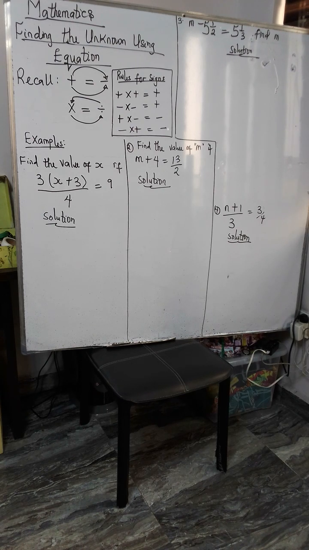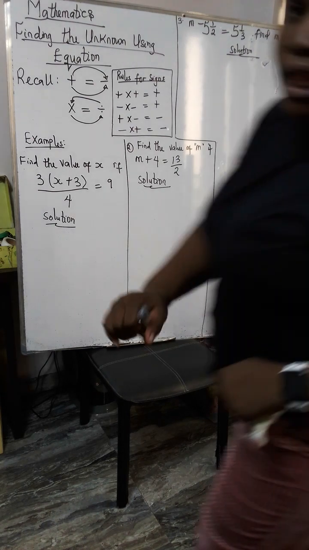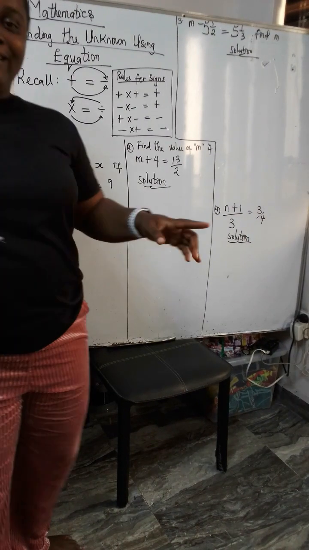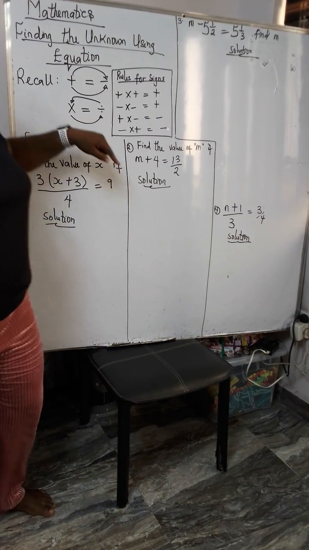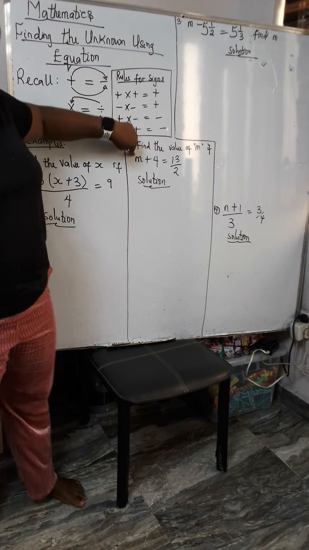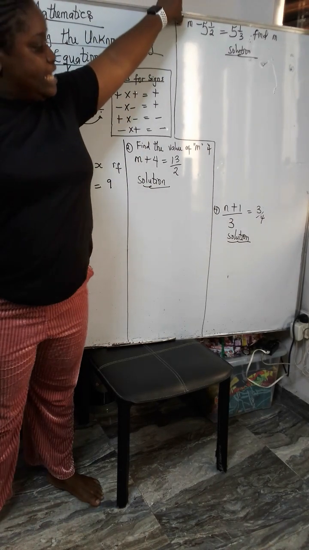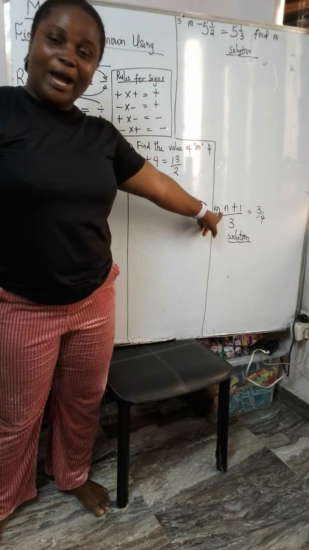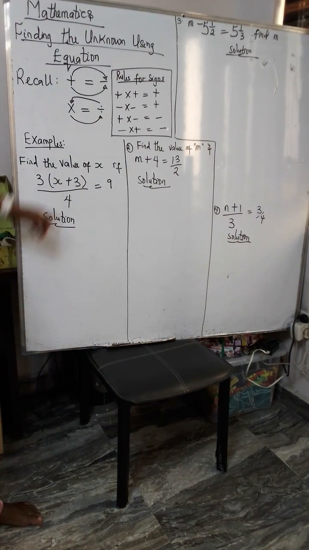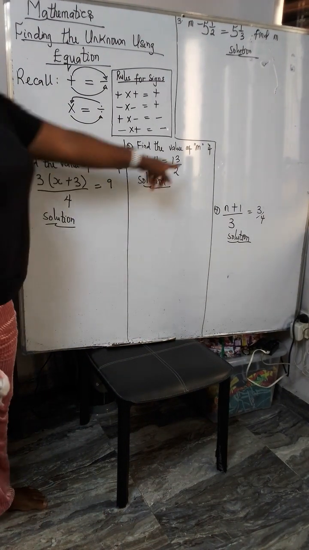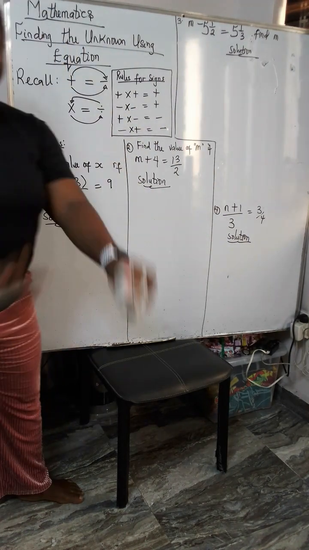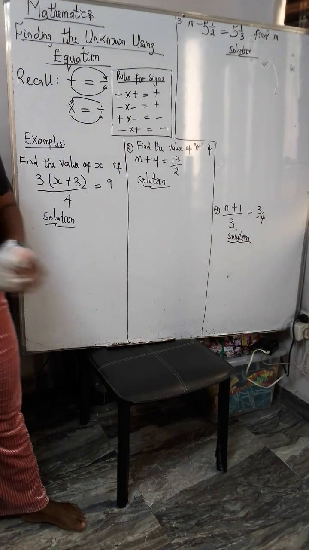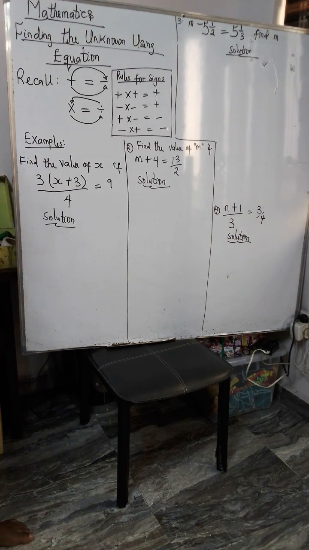If you look at the board, you're going to find out that here we've been asked to get the value of x. So we're going to find the value of x here. We're going to solve for m here, and for m here again. And we're going to solve for n. We'll solve for x, for m, and for n. These are the things we're going to do as we progress.